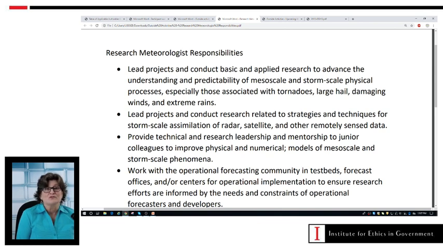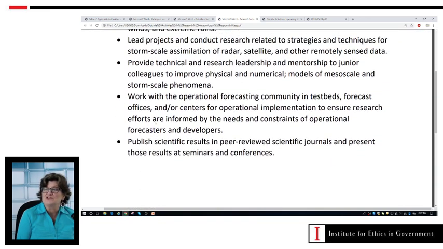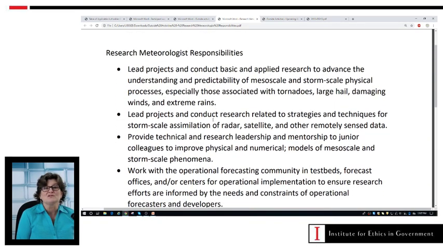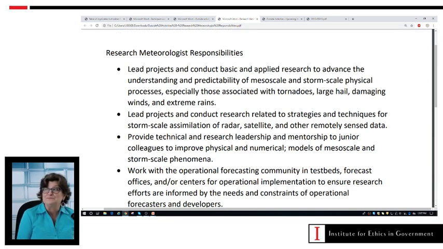So again, in order to give you some information to work from, we've given you this bulleted list. And if you take a quick look down over that list, particularly at the bottom, it says, publish scientific results in peer-reviewed scientific journals and present those results at seminars and conferences. That immediately jumps out as a place where you're certainly going to have some overlap between the work for the society and the work that they're doing for the government.